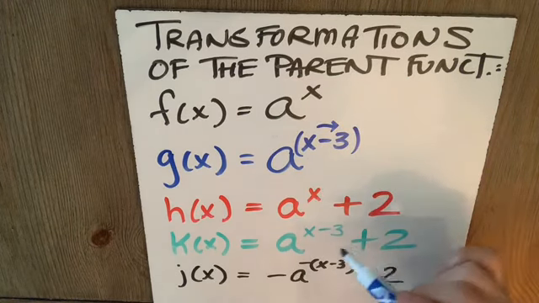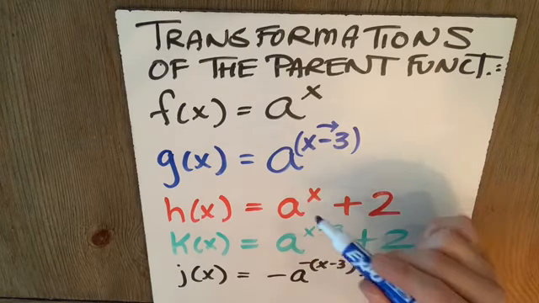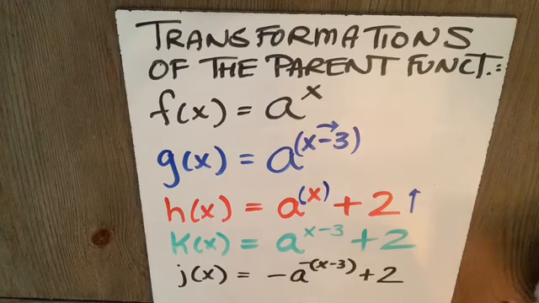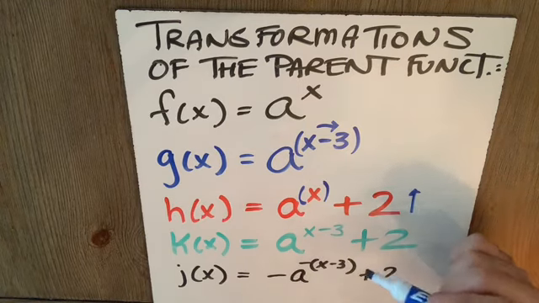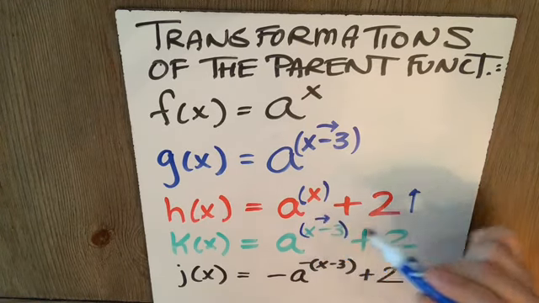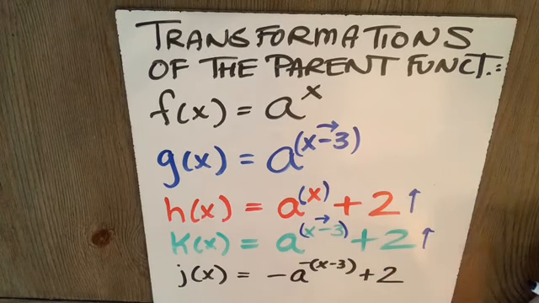How about h of x equals a to the x outside of this parentheses plus 2? Outside affects the y. We'd be raising this by 2, including our horizontal asymptote. Whoa, look at both of these together. This would be the parent function moved 3 units to the right and up 2, including its horizontal asymptote.